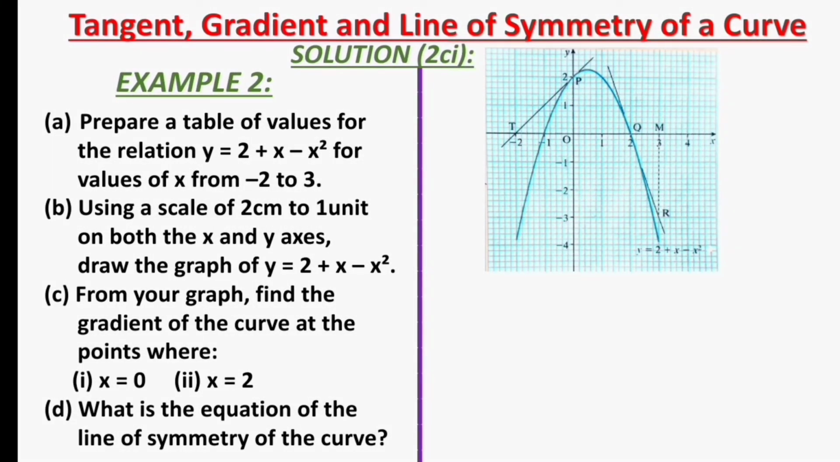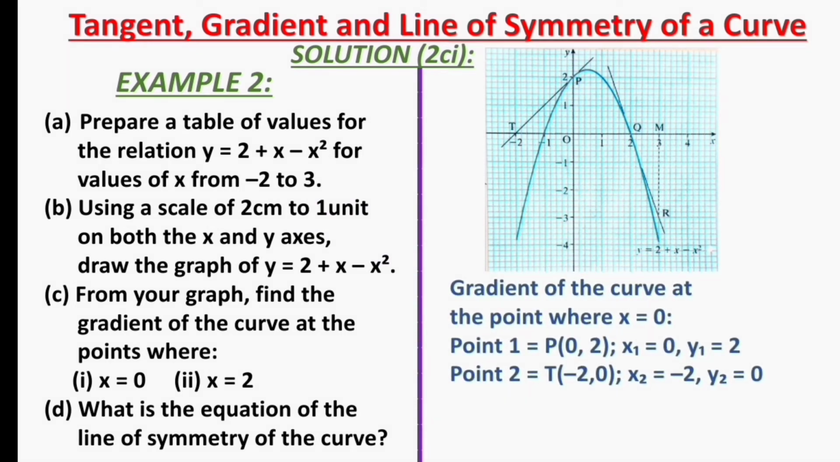Now, let's see the solution to question 2c. Let's determine the gradient of the curve at point x is equal to 0. To determine the gradient of the curve at x is equal to 0, you are going to draw a tangent line. That is a line that will touch the curve at just one point, where x is equal to 0. You need to be very skillful to do an accurate work here.